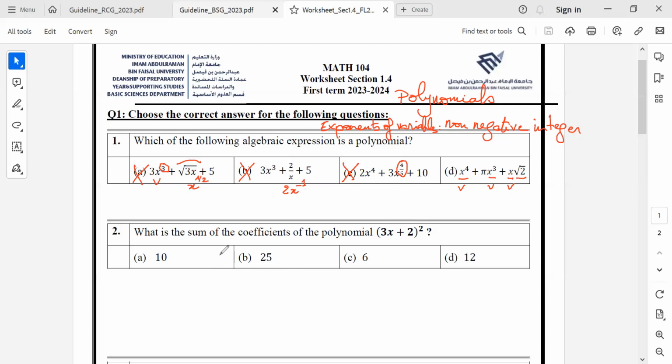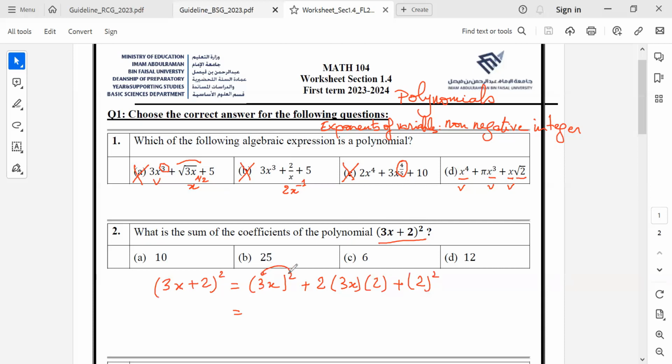Question 2, what is the sum of the coefficients of this polynomial? Here we have a special product. Let's calculate this special product. The formula says the first term squared, 3x squared, plus 2 times the first term times the second, plus the second term squared. We simplify.